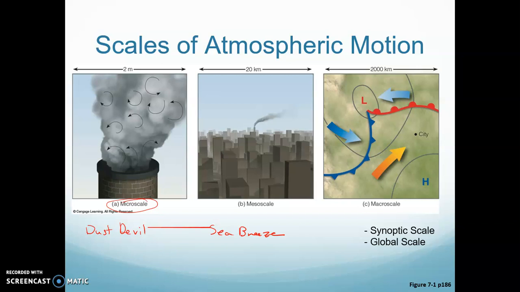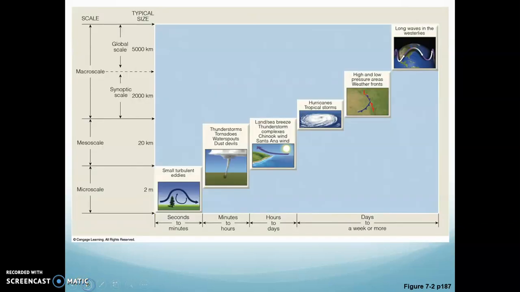The largest scale is the macro scale. Here we're starting to get larger: the size of multiple cities or counties, the size of a state, or even countries or even the world. When we're talking about the size of states or countries, we're talking about the synoptic scale. And of course, the global scale, hopefully that's self-explanatory. That's a scale that covers the entire world.